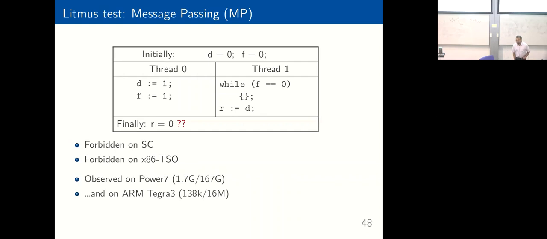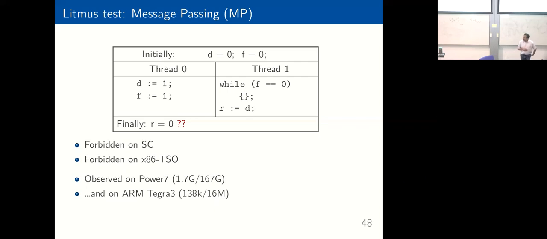To show you this, I'll have yet another litmus test. This one we call message passing, or abbreviated MP. So just like the tests you have seen before, there are two locations in play. I'll call them D and F. There are two threads in play. This time, thread 0 on the left does two stores. First, it writes to D, and then it writes to F.